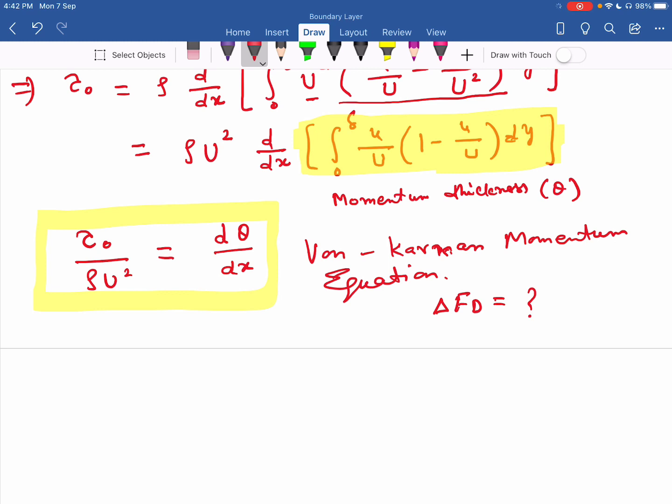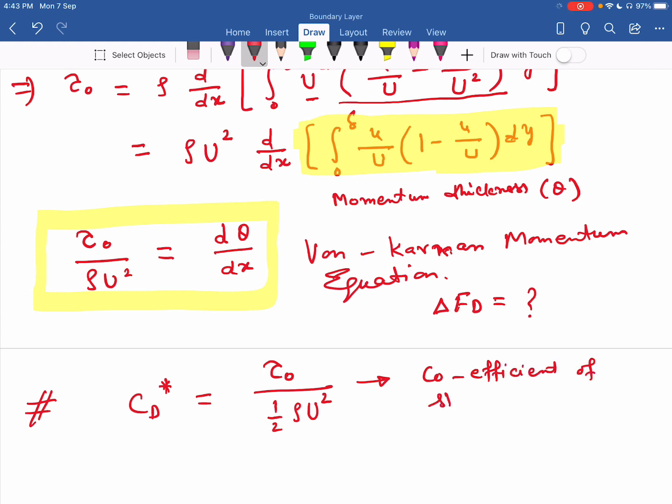Now we have two or three more terms with relation to this frictional drag. The one term is CD star. This CD star is equal to τ0 divided by ½ρU². This CD star is called the coefficient of skin friction.